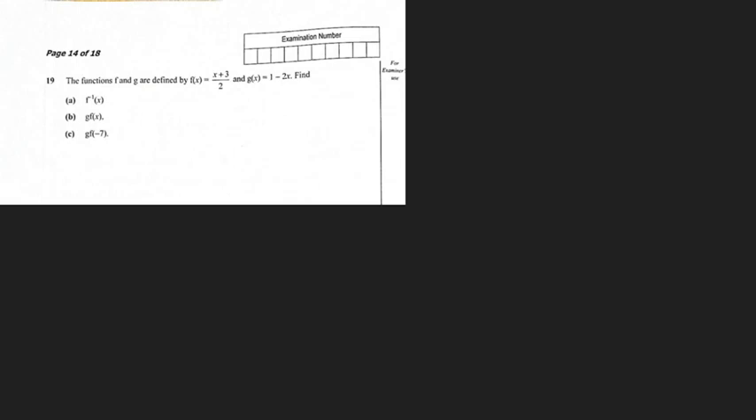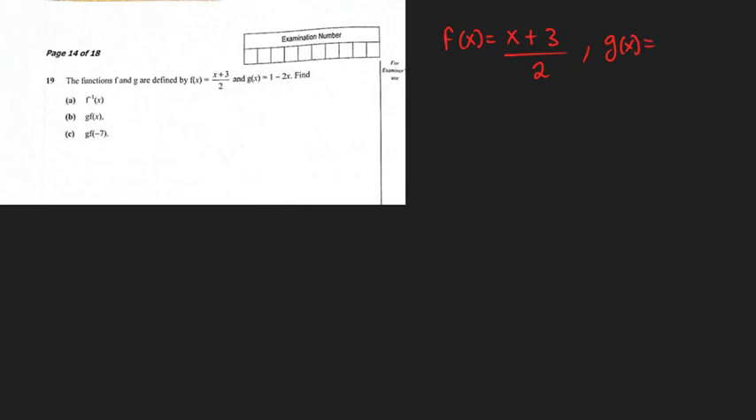Okay, so this is our last question. Functions. The functions f and g are defined by f of x is equal to (x plus 3) over 2 and g of x is equal to 1 minus 2x. Find f inverse of x. So they've given you two functions. You know what a function is? At this level, there's no need for explaining what a function is.